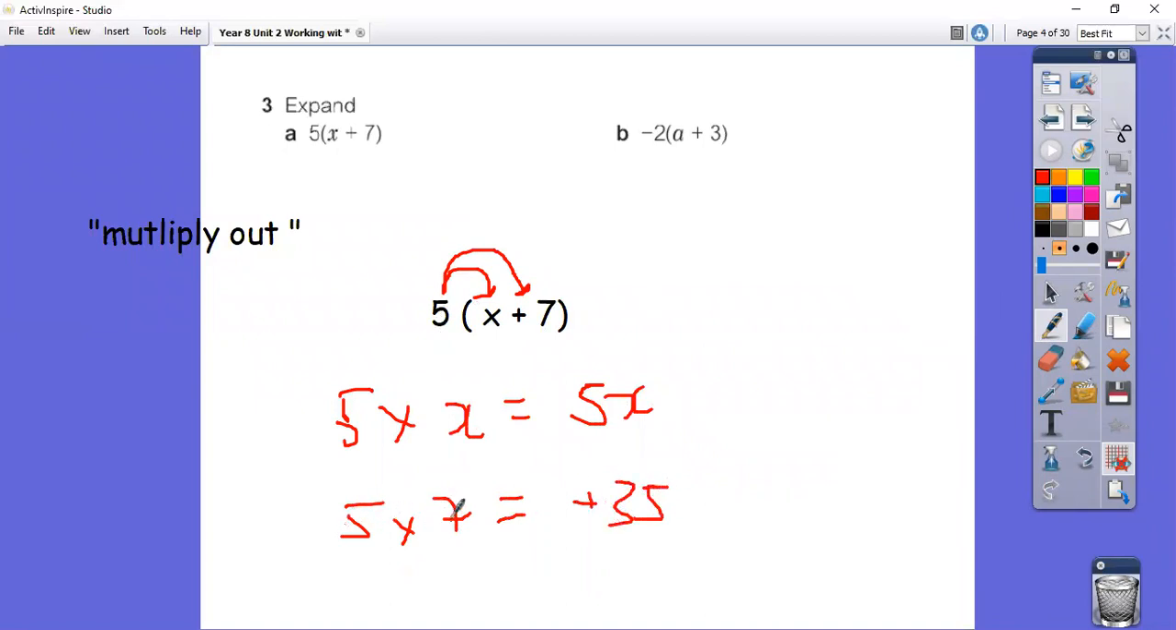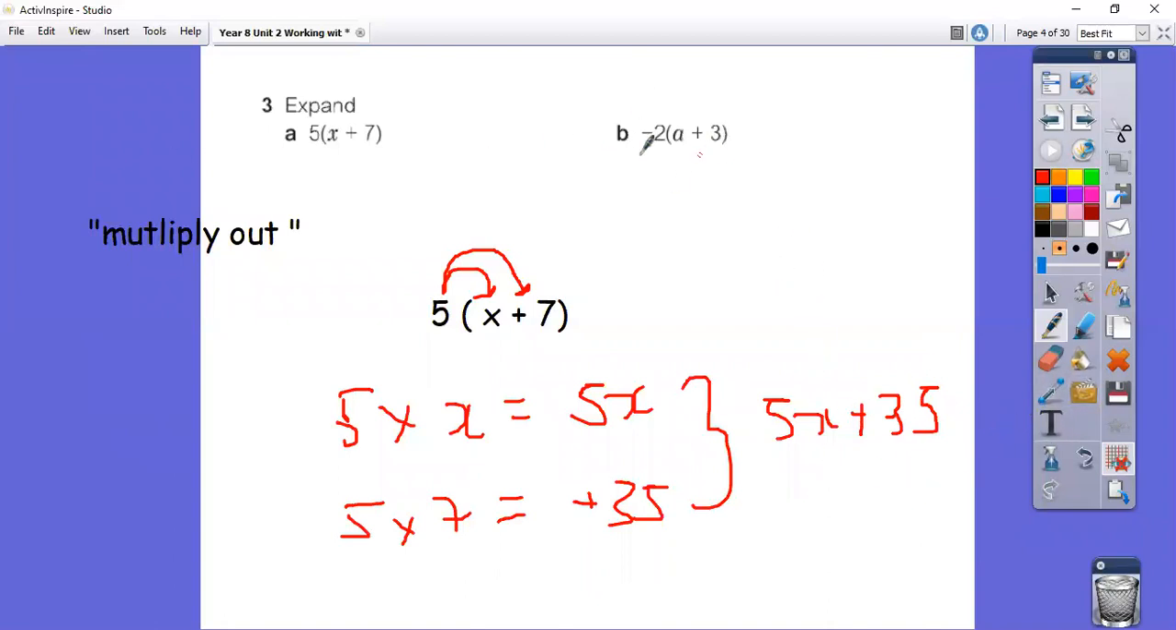Remember, this is a positive 5, this is a positive 7. It's got the positive sign in front. And if there's nothing in front of a number, you assume it's a positive. So these two, once you've expanded, you got rid of the brackets, simplifies to 5x plus 35.